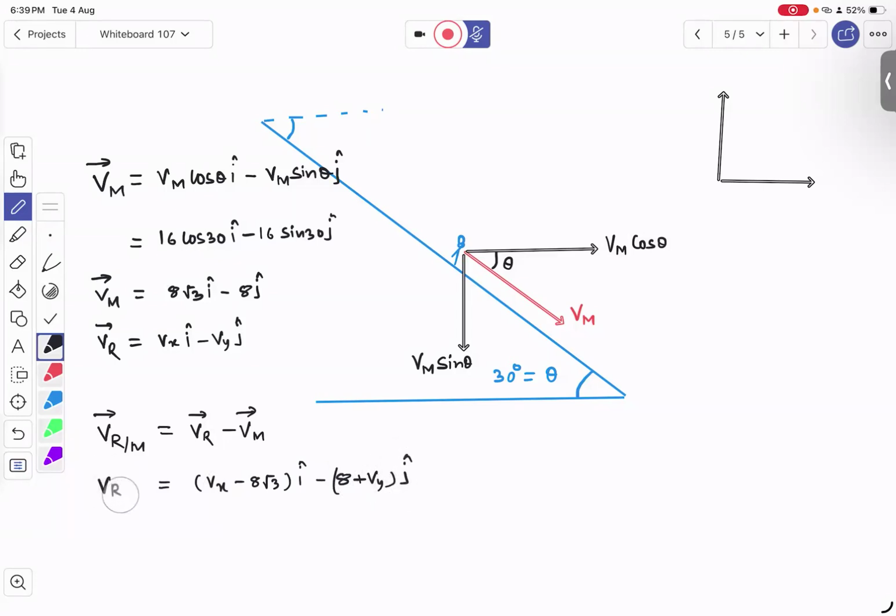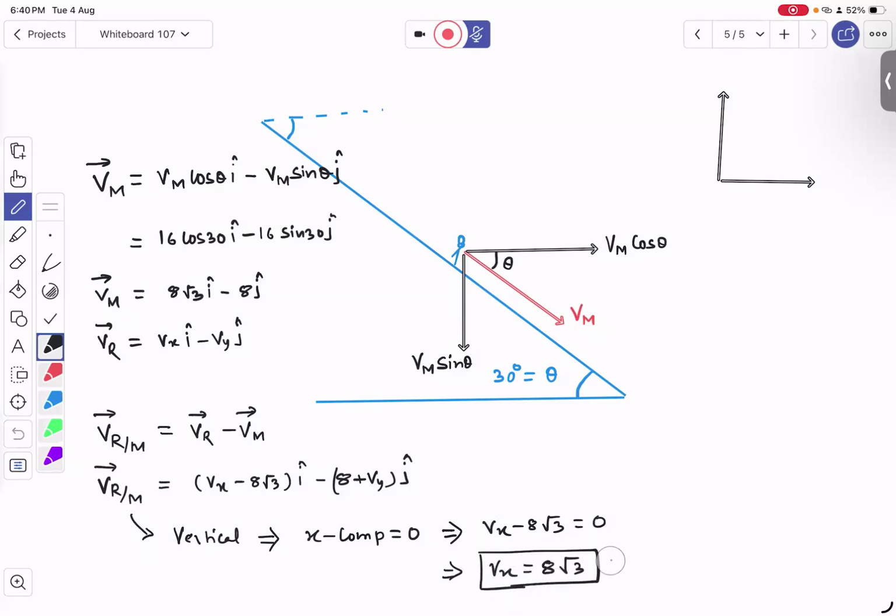And what is told regarding this Vrm vector is that it is vertically down, or it is vertical. It means this vector's x component should be 0. X component of this vector 0 means Vx minus 8 root 3 should be equal to 0. It means Vx will be equal to 8 root 3. And that is going to be our equation number 2.